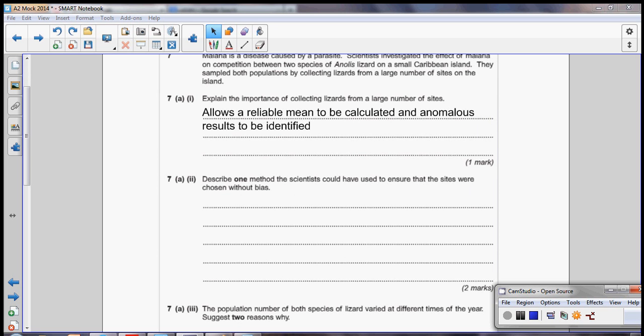So this is my answer. I've said that collecting lizards from a large number of sites allows a reliable mean to be calculated and anomalous results to be identified. Either one of those 2 points would have got you the mark, but to make sure I would always write both.